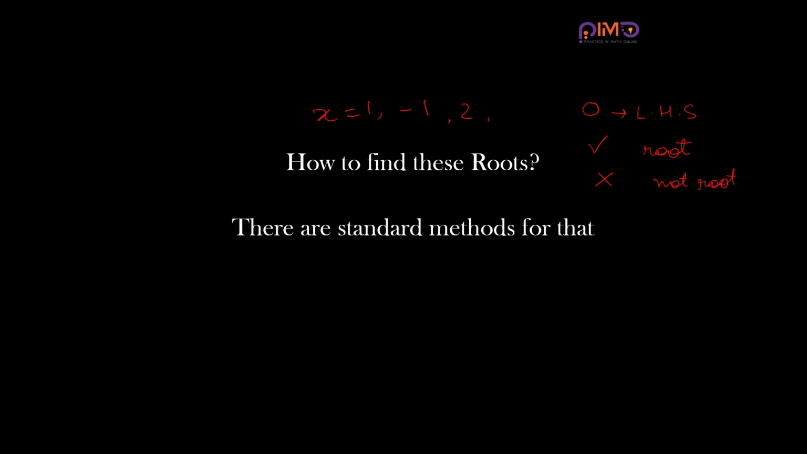Now how to find these roots? Sometimes you can try hit and trial. That means substituting some values of x, 1, minus 1, 2 and so on, to see if it satisfies the equation. That means if the left hand side is coming out to be 0 or not. If it is coming out to be 0, then that is a root. If it is not coming out to be 0, then that is not a root. Otherwise, there are also standard methods for solving linear, quadratic and cubic equations. All of them have standard methods for finding their roots, and those we will discuss in the upcoming videos.